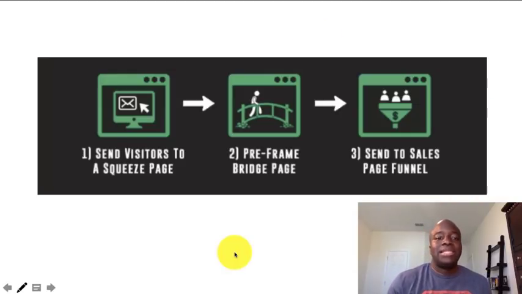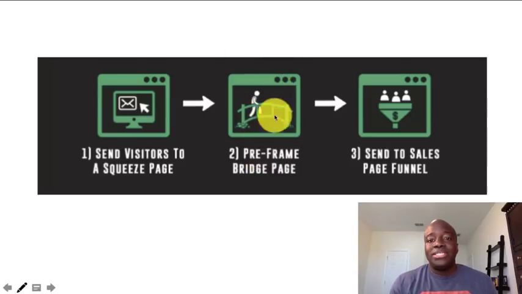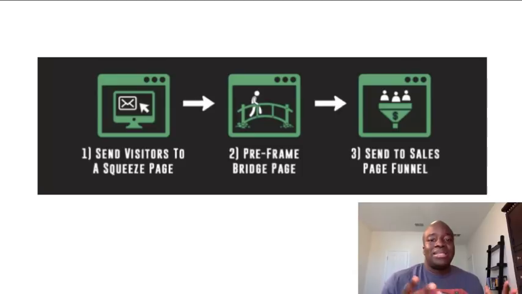So what that actually looks like is something like this. You send traffic to a squeeze page. They go through that squeeze page. This is the bridge page that I was talking to you about, where you're going to bridge the gap between the squeeze page and the sales page. So you are basically just going to be pre-framing the offer, giving information about the product, about what they're going to learn, about the training, about the service, whatever you're trying to sell.